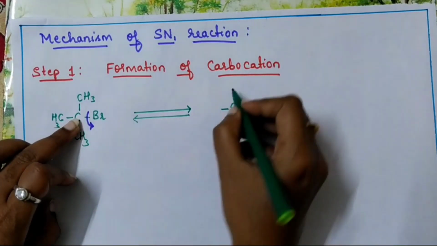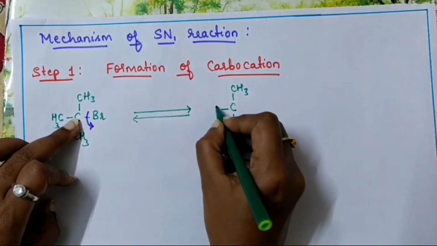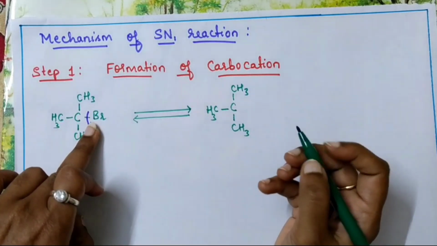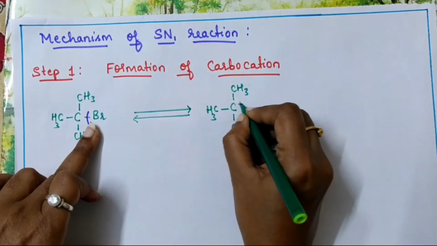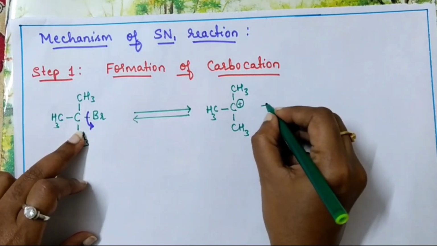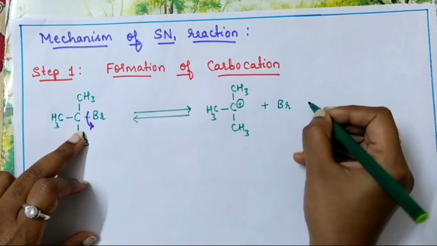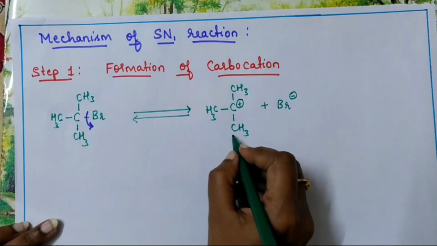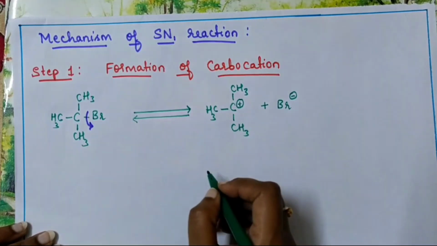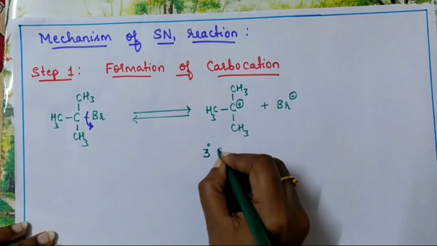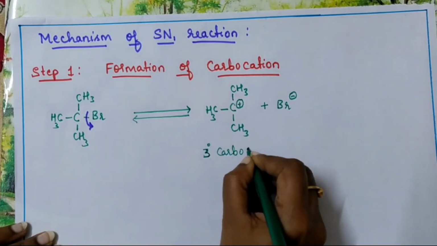The carbon is bonded with 3 methyl groups, which are unaffected, and this bond got broken. So you are going to write positive charge over here. When the bond breaks, this Br will go aside, no? Along with the negative charge. What is this? With the positive charge, it is nothing but tertiary carbocation.